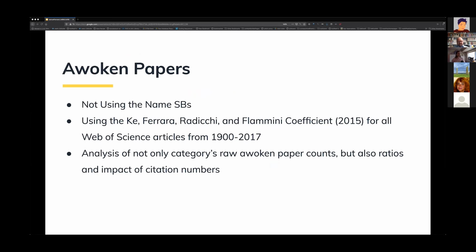I use the Ke-Ferrara-Radicchi-Flammini coefficient from 2015. They did this on 1900 to 2014. I'm doing it to 2017, but I'm not only analyzing the raw awoken paper counts, but also the ratios and the impact of citation numbers. So there are some differences.